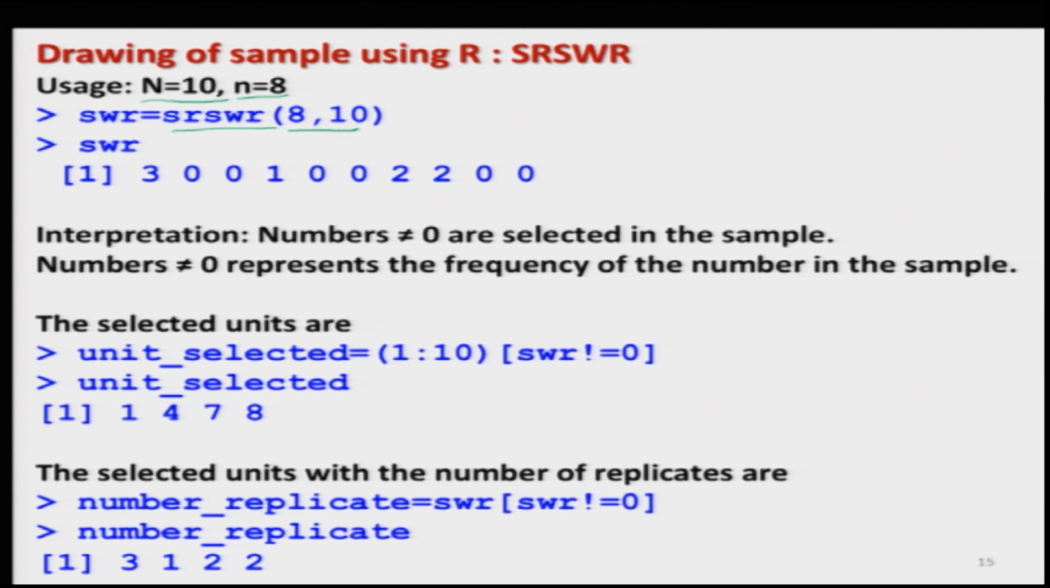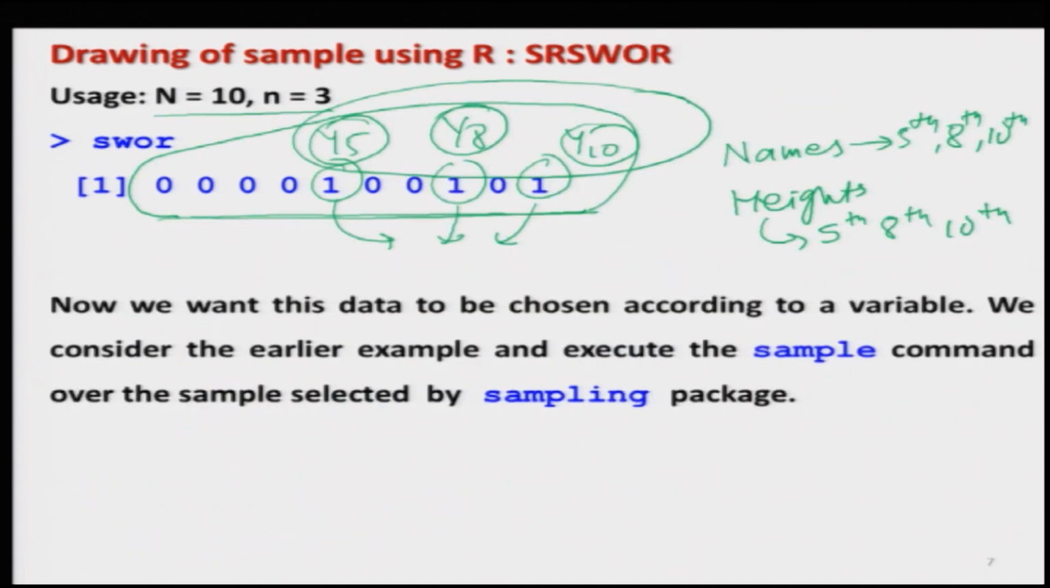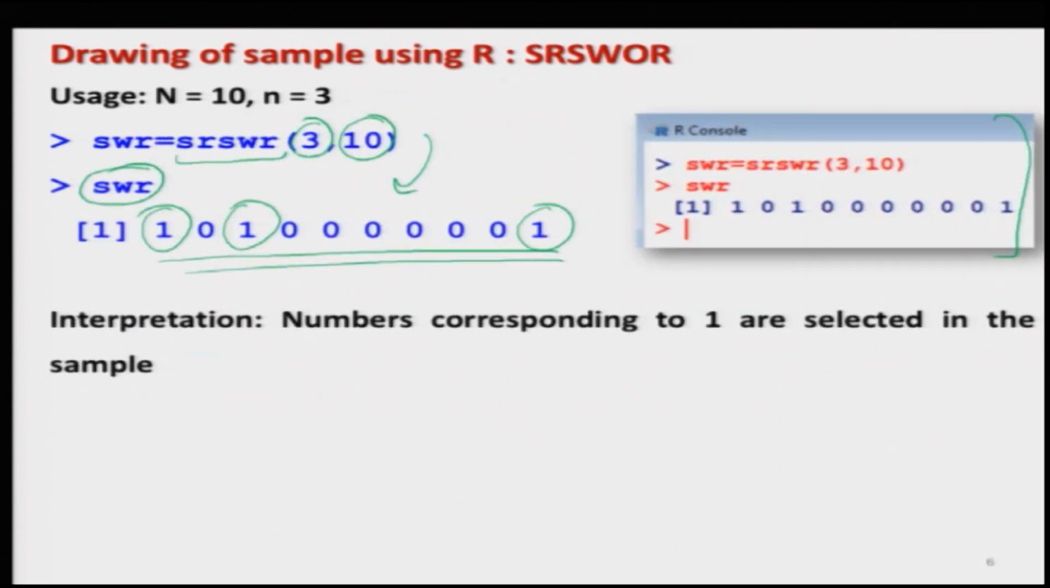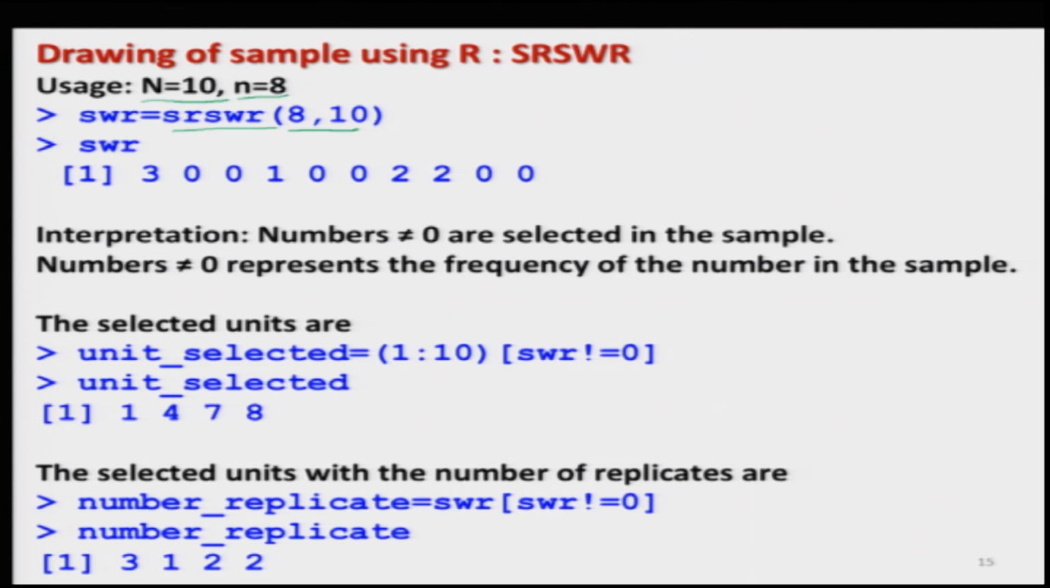Remember earlier when I used the command SRSWOR here with 10, 3, you can see here the values were only 1 and 0s. But now I would like to show you something more. So, when I try to take SRSWR 8, 10, that means I want to choose 8 values out of 10 values by simple random sampling with replacement, then my outcome comes out to be like this. So, you can see here that this time it is not actually only 0 and 1, but there are some other values 2 and 3 also. Okay, so, what does this mean?